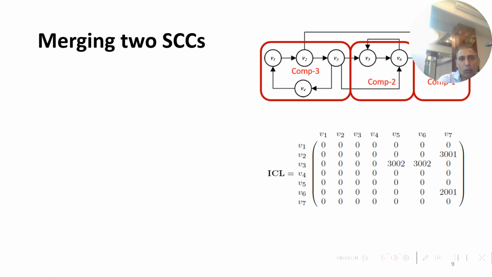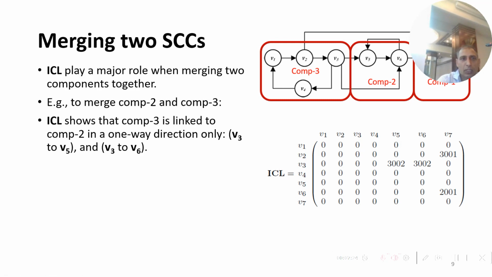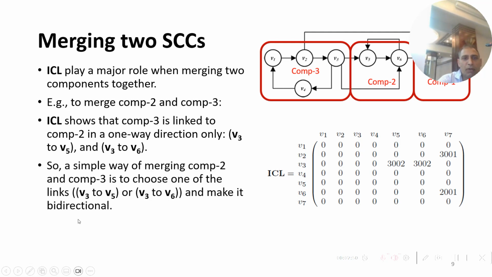Merging two strongly connected components. ICL plays a major role when merging two components together. Example: to merge component 2 and 3. ICL shows the component 3 is linked to component 2 in one direction only, V3 to V5 and V3 to V6. So a simple way of merging component 2 and component 3 is to choose one of the links, V3 to V5 or V3 to V6, and make it bidirectional.